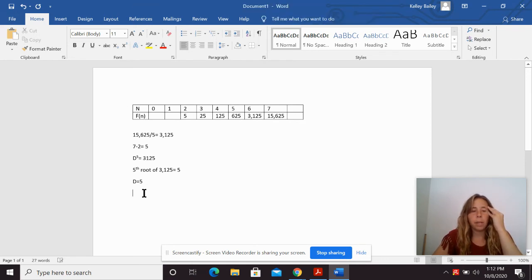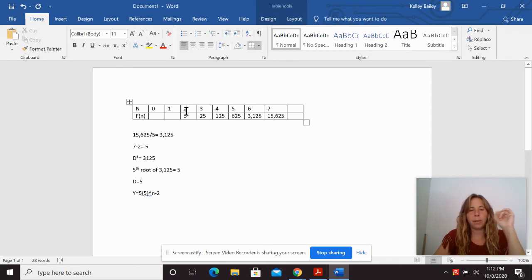So then for your equation, you can just write y equals, I would just use the second term, or you can figure out the y-intercept. But you can use the second term times the pattern raised to the n minus 2 power. It's n minus 2 because I'm using the second term. If I was using the first term, it would be n minus 1. If I was using the y-intercept, it would be just n.